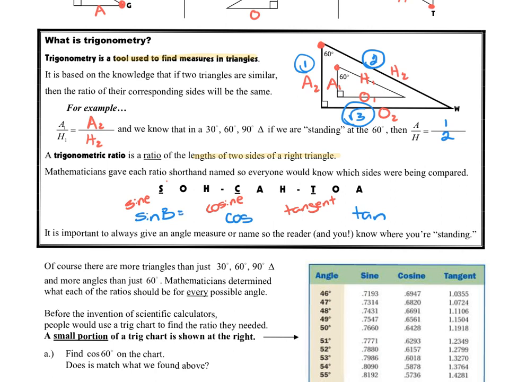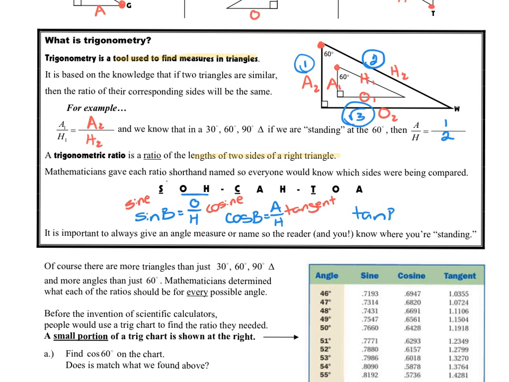And sine will be the opposite leg over the hypotenuse. So sine is a shorthand way of saying, hey, go look at your right triangle and compare the opposite leg to the hypotenuse. And that's what this O and H right here is. Cosine then, let's say of angle B, is going to be the adjacent leg over the hypotenuse.